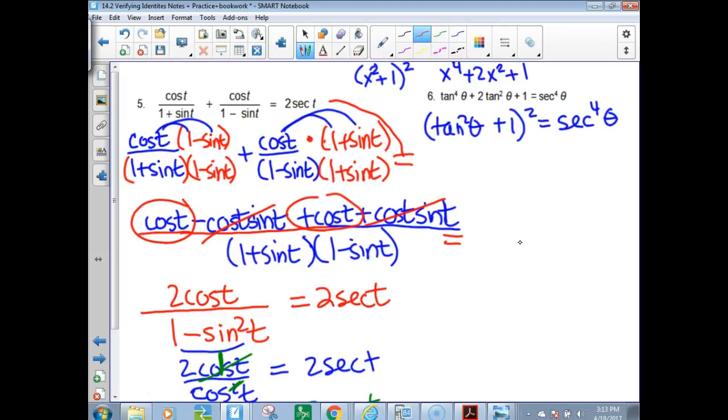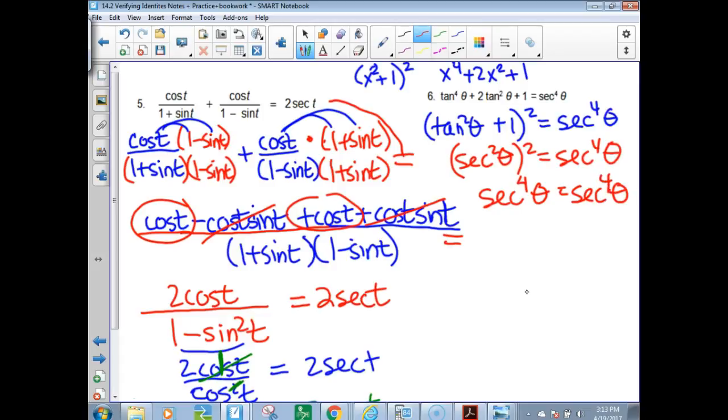Skip it. You know, not a good option. Okay, what is tangent squared plus 1 equal to? Secant squared. So you've got secant squared squared. And 2 times 2 is 4, so we got secant theta to the 4th power equals secant theta to the 4th power. It was a short one.